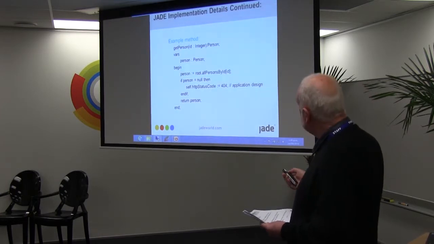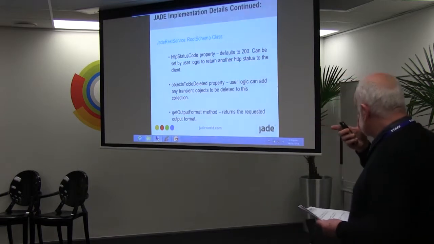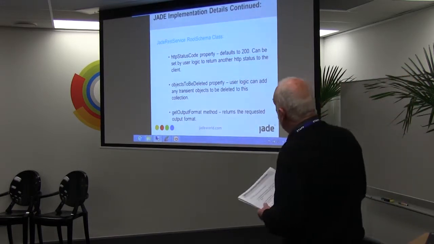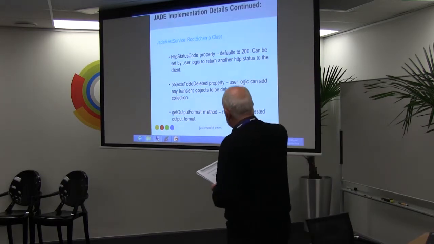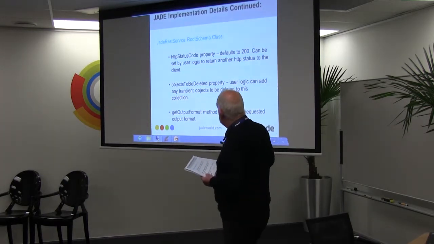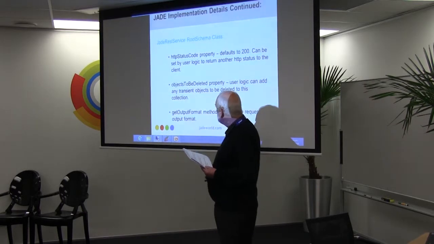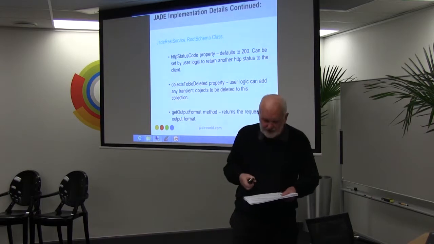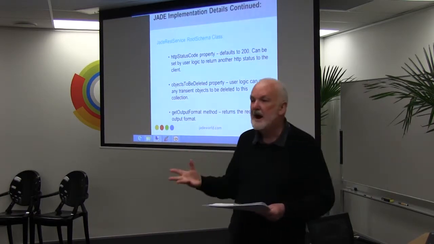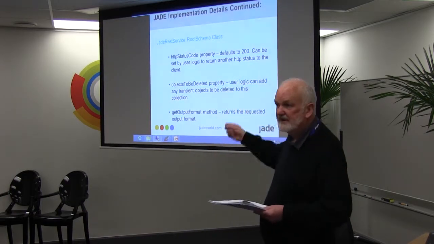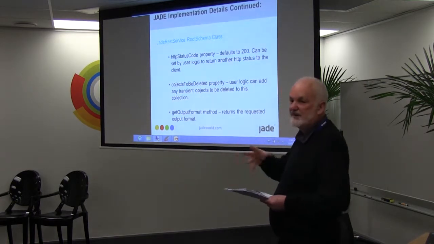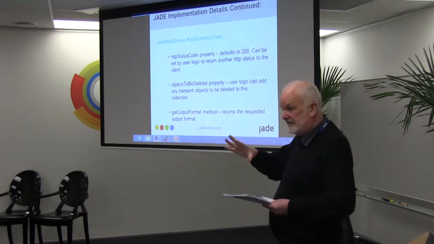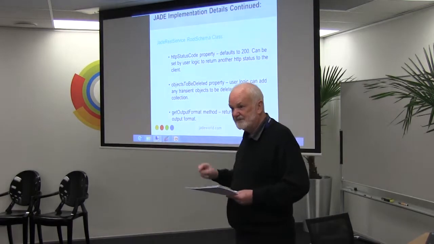The Jade REST service class itself has a couple of other things on it. One is that property that we've talked about already. Another one is an array that you can use to say, when you clean up after the execution of this method, delete these objects because they were transients that I generated during the process. And they might be part of the XML that you've specified.